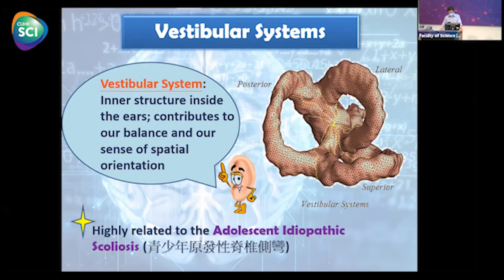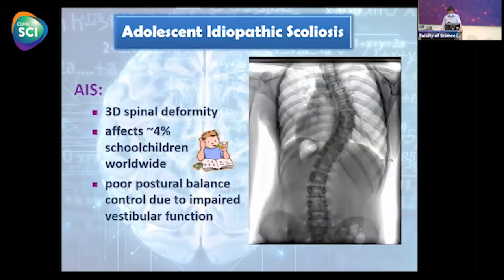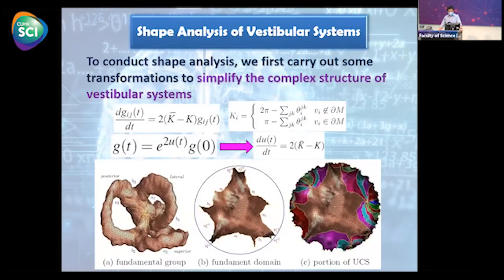When they gave me these structures, first of all, they didn't give me the three-dimensional structures, just two-dimensional slices. So we had to do some image segmentation and then construct this 3D structure. It's not easy, because it's a genus-free surface, so topologically it's difficult. We were able to reconstruct the three-dimensional structures, but even after that, it's very difficult to analyze because the topology is difficult. AIS is a spinal deformity affecting 4% of school children worldwide. What we're trying to do is develop some mathematical models to study it. It turns out that in differential geometry, we have something called a universal covering space, which allows us to cut the surface open.